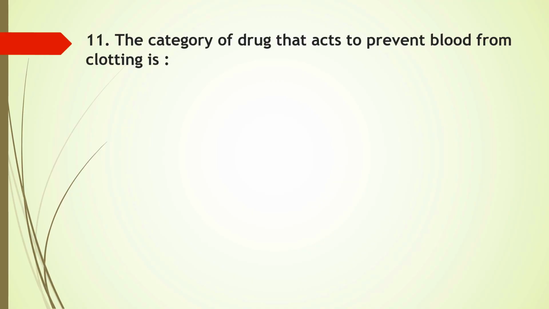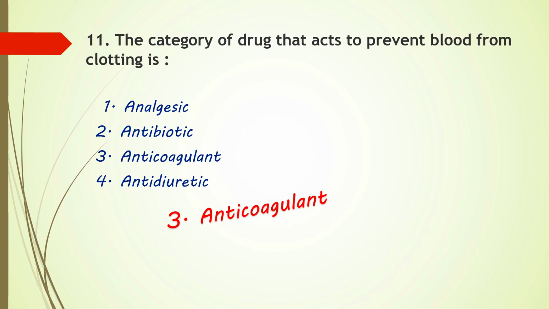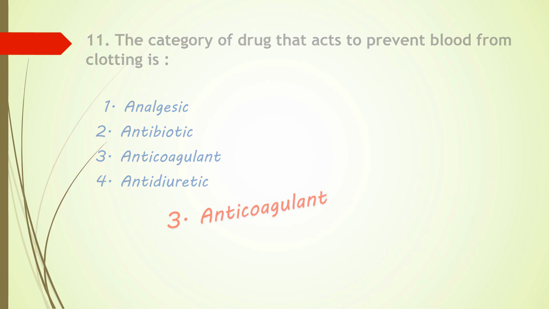Question number 11. The category of drug that acts to prevent blood from clotting is options are analgesic, antibiotic, anticoagulant or option 4 antidiuretic. Yes, anticoagulant is that type of drug which prevent blood from clotting. So option 3 is the right answer.